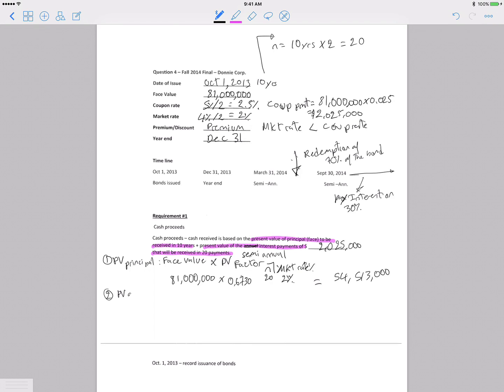Second step is to calculate the PV annuity. This is the coupon payment. This is the cash payment that's going to be made in 20 payments over the 10 years. So our coupon payment multiplied by a PV annuity factor. Again, our N is 20 and our market rate of interest is 2%. Our coupon payment is 2,025,000. Our PV annuity factor is 16.514, and this gives us 33 million.